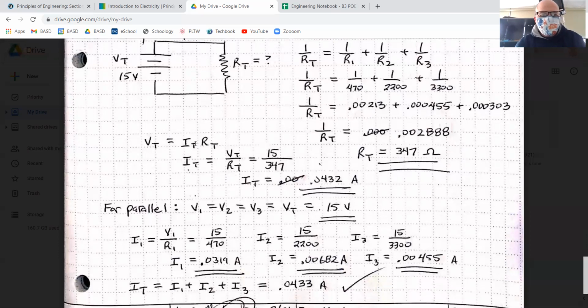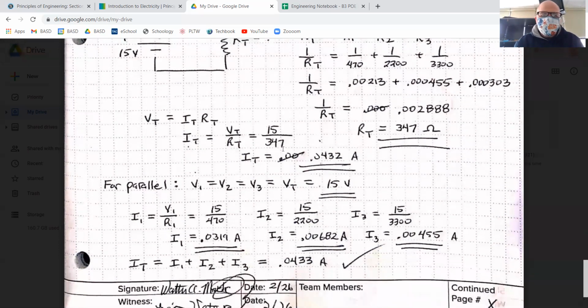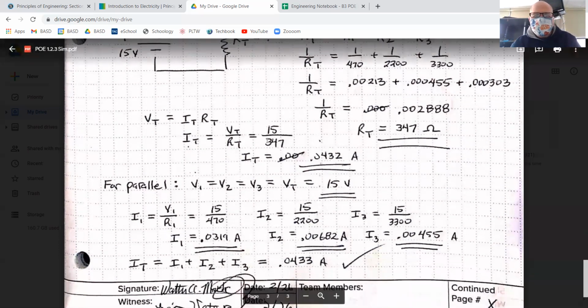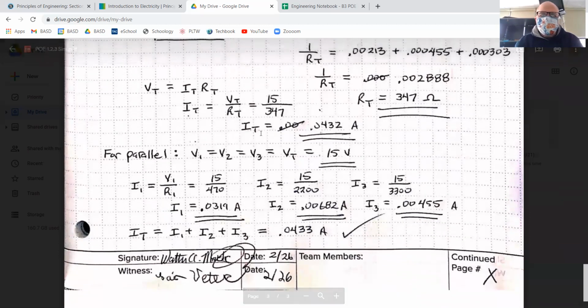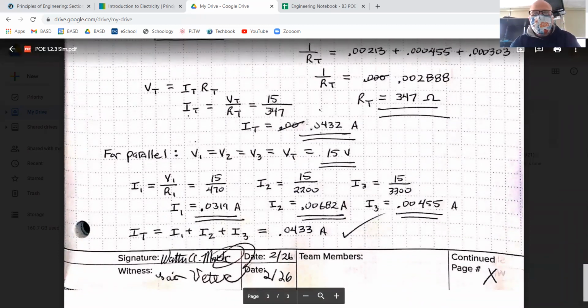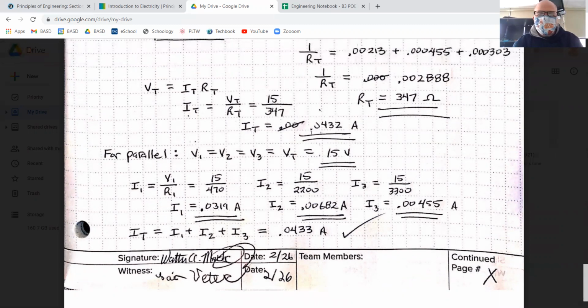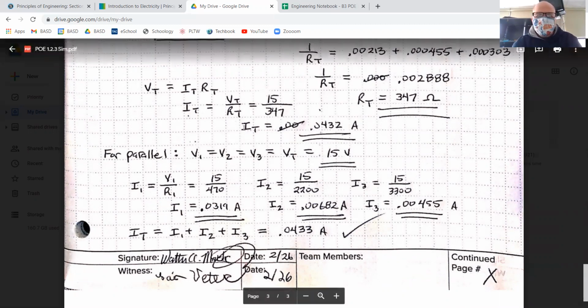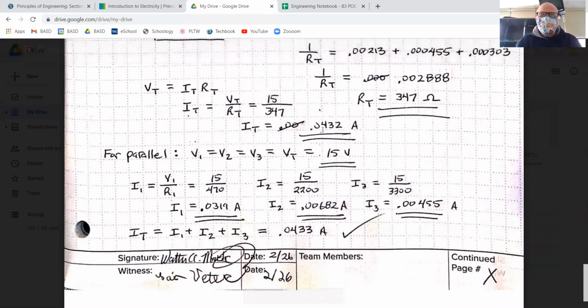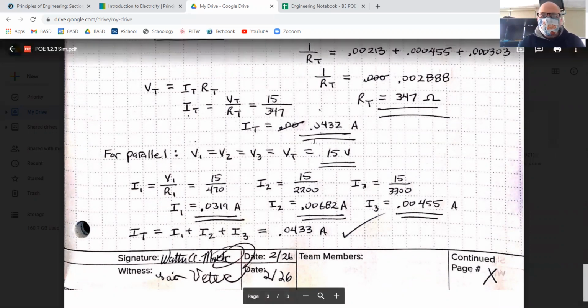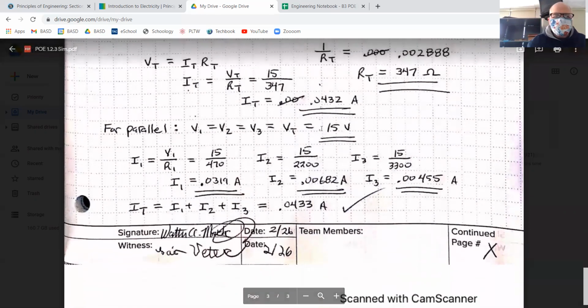If you do some algebra here, I sub t ends up being equal to V sub t over R sub t. The value given was 15. The value that we just found for R sub t is 347. You stick those in, you calculate. Notice I made another error, but I figured it out, and then I wrote 0.0432 amps for that total current, 0.0432 amps. Notice I underline each answer as I find it.